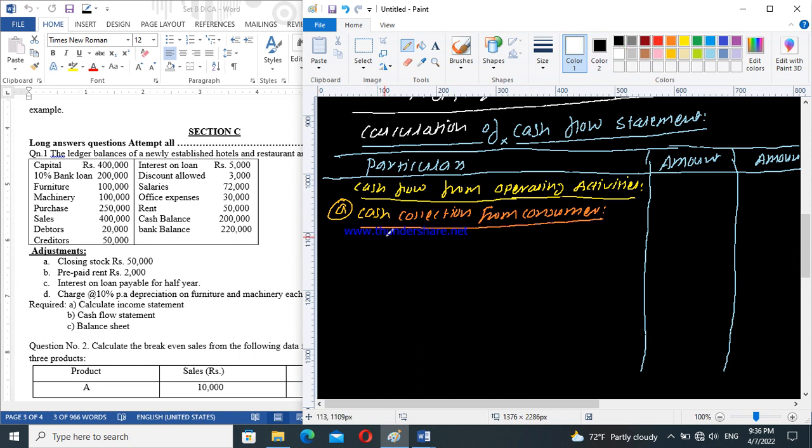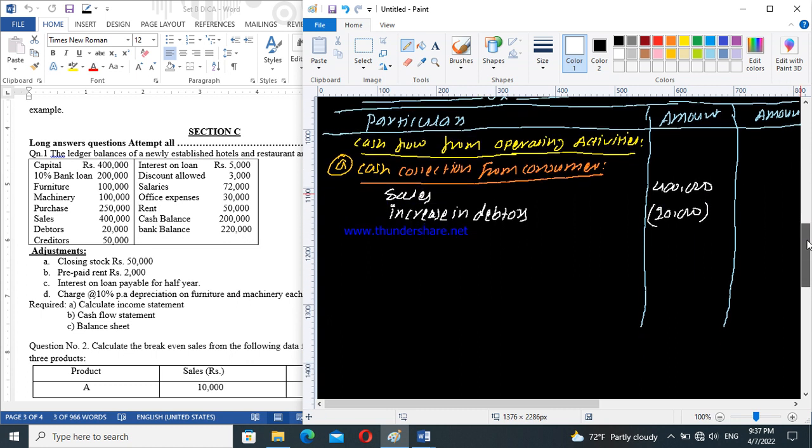Sales revenue. Sales we have 4 lakh, and next we need to write debtors. Increase in debtors we have 20,000. When the asset is increased, it means that cash outflow.